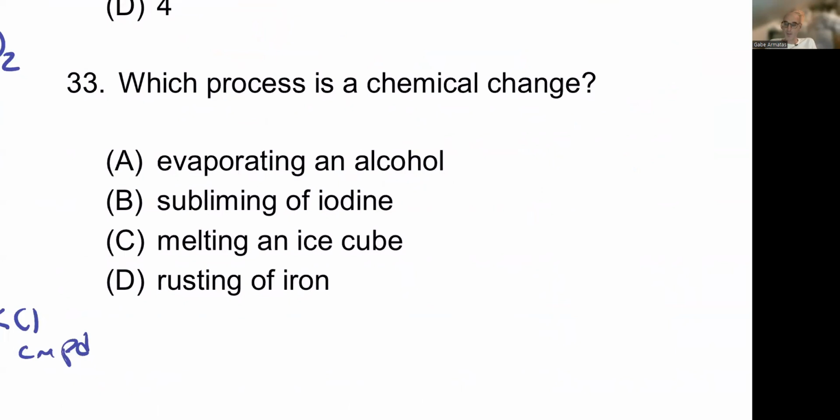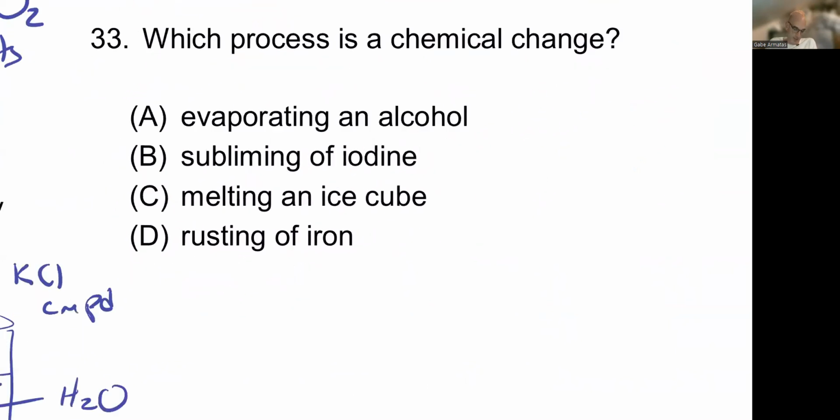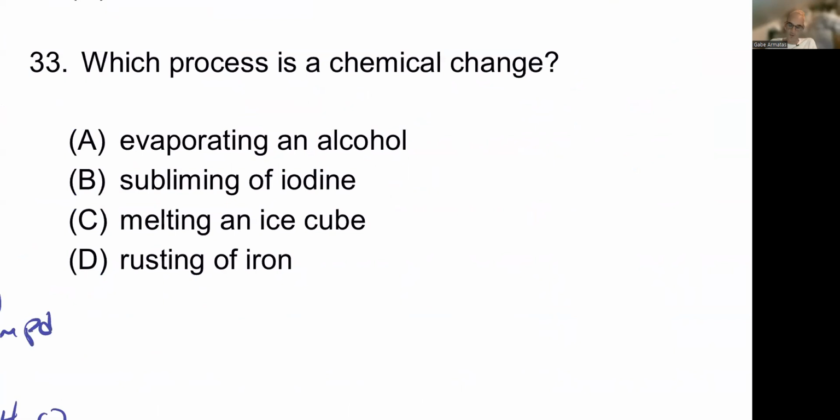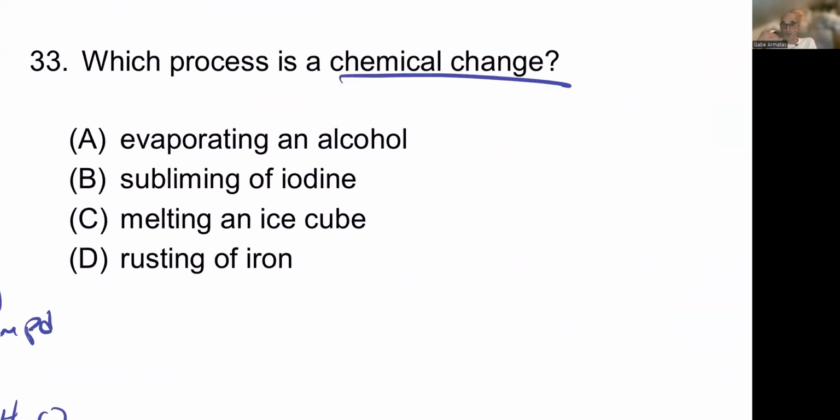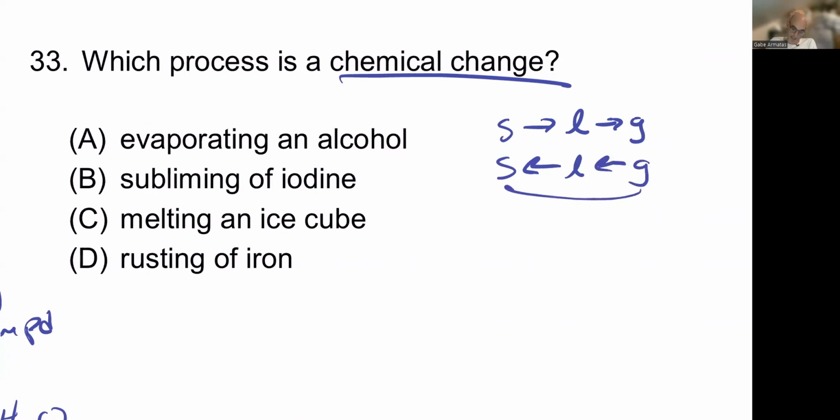Which process is a chemical change? Okay, evaporation. What we're looking for in a chemical change is something that is going to destroy the substance. But we also want to look for a physical change and eliminate those. Physical change is just going from one phase to another. So either going from solid to liquid to gas, or the other way, from liquid to solid, or gas to liquid, or gas to solid, or solid to gas. Any of those count as simply a physical change. So I'm just going to eliminate those.